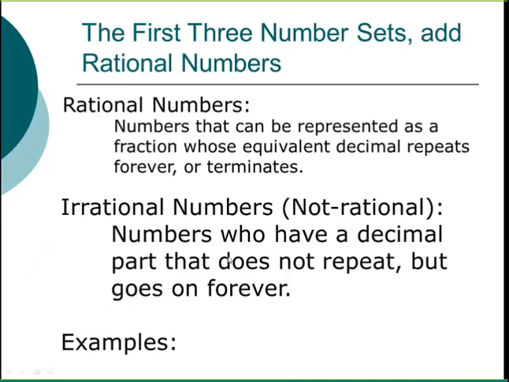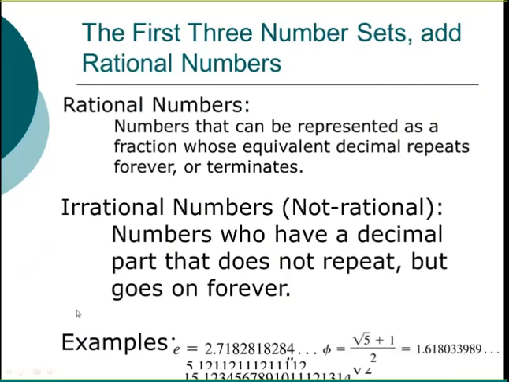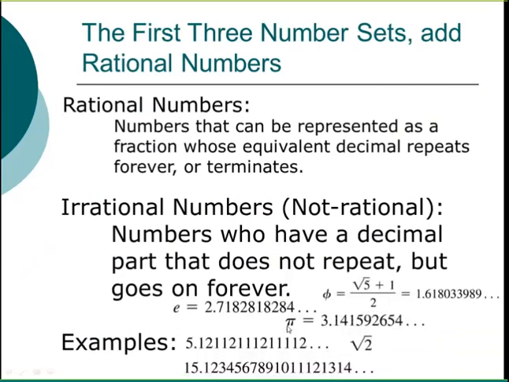So they have a decimal part, of course, that does go on forever, but it does not repeat. So examples you've seen before would be pi. Pi is irrational. These numbers here, it just looks like it repeats 5.12, but then the one part keeps expanding. So there's a pattern to it, but it doesn't repeat.